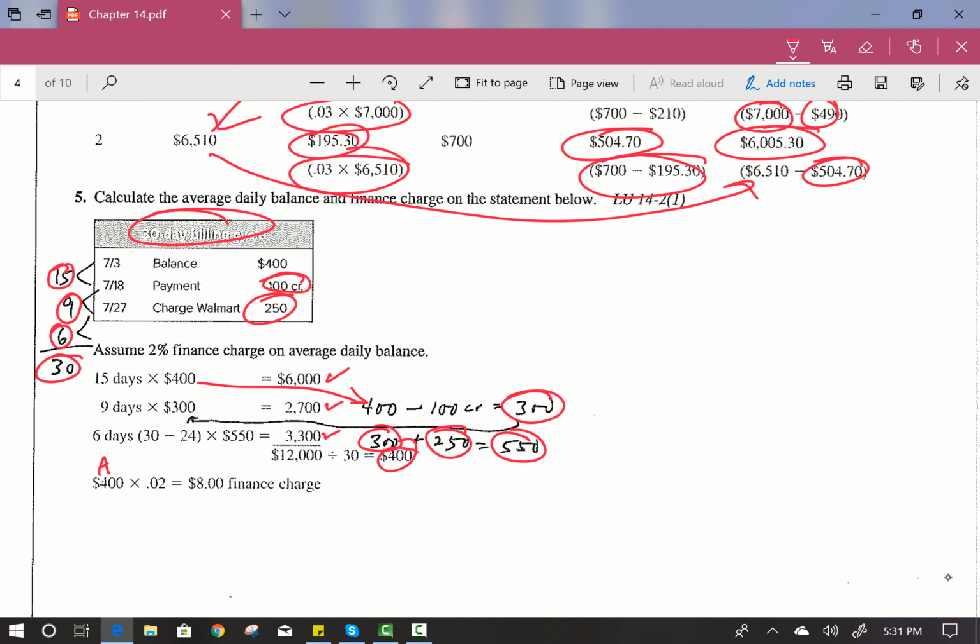So the average daily balance, we have a 2% finance charge, so we're going to take that times 2%, 0.02, to give us an $8 finance charge. Our ending balance is $400, so we're going to add our finance charge of $8 to that to make it $408, and that's the new balance on the next 30-day billing cycle. Okay, that concludes Chapter 14.